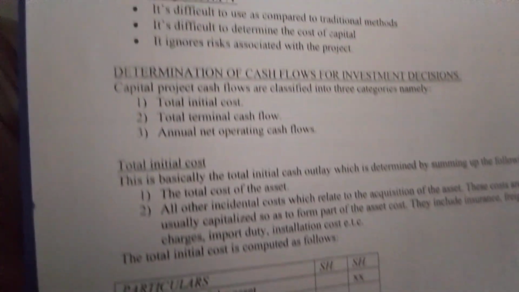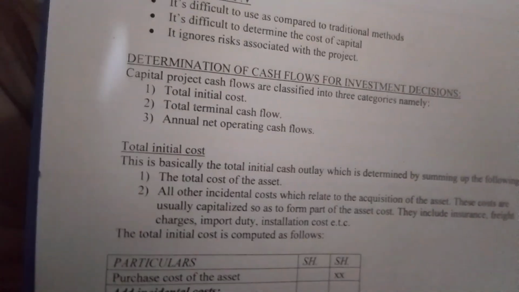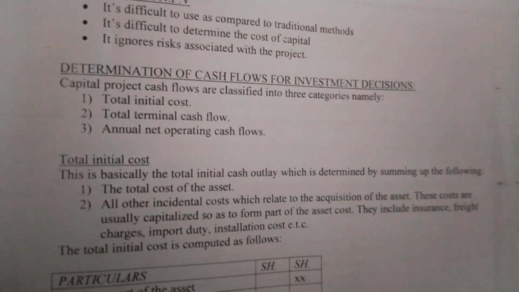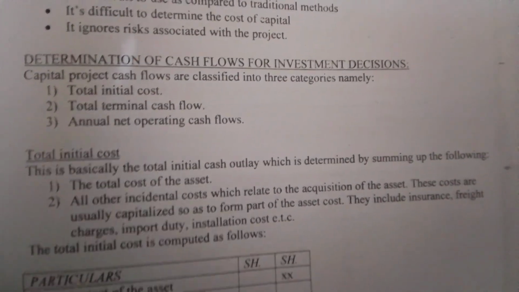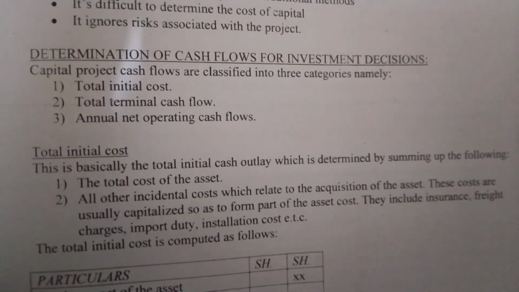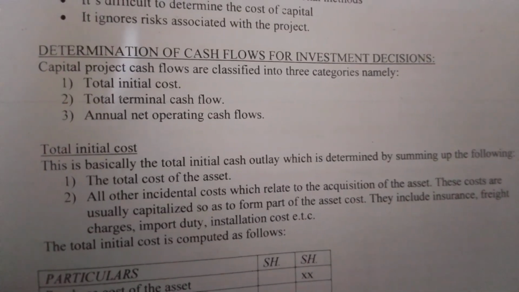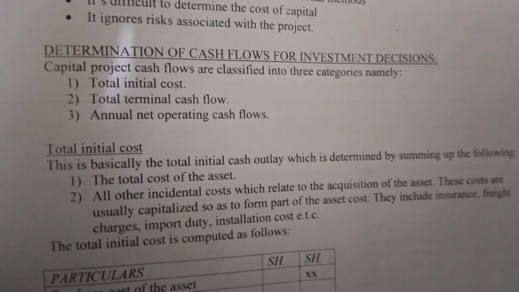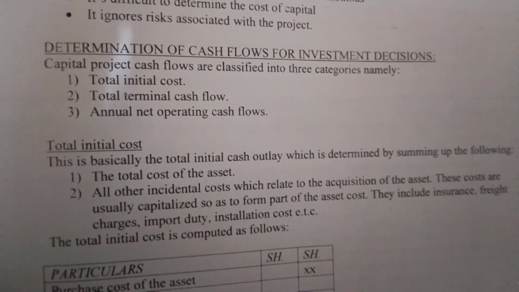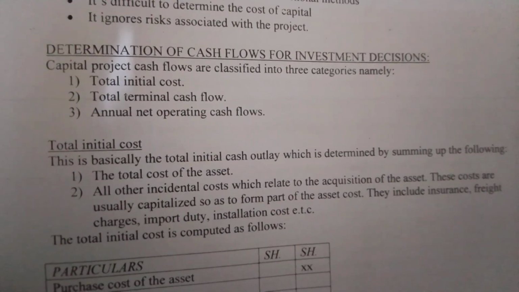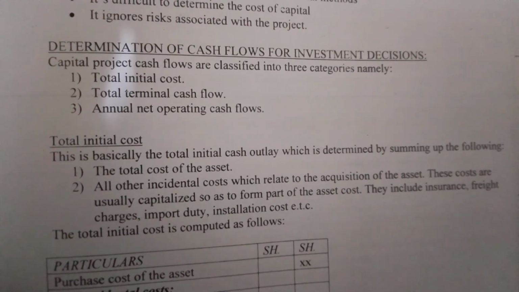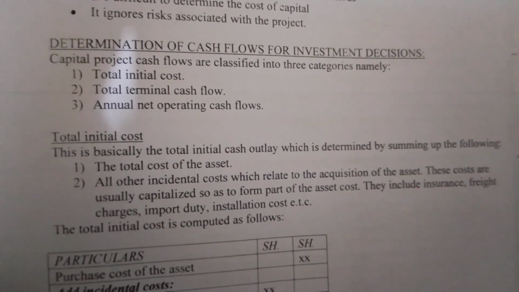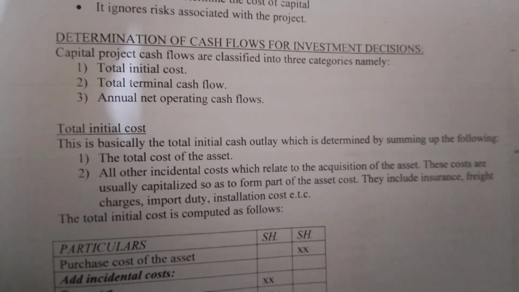Let's look at determination of cash flows for investment decisions. Capital project cash flows are classified into three categories, namely: number one, total initial cost; number two, total terminal cash flow; number three, annual net operating cash flows.